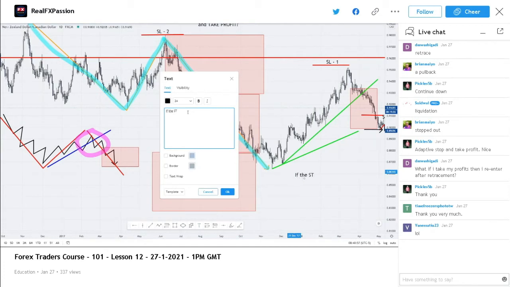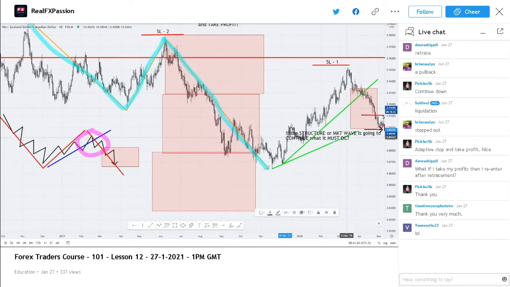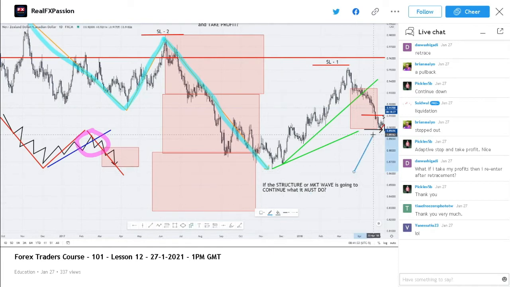If the structure or market wave is going to continue, what it must do? I'm here and I'm scared, right? So arrow, where is the arrow? I need the arrow. So arrow, I'm here, okay? And I see this opportunity, but I'm scared. I'm thinking, oh, this is risky, and it's okay. But if the structure or the market wave, meaning extension, retracement, extension, retracement, extension, is going to continue, what it must do?